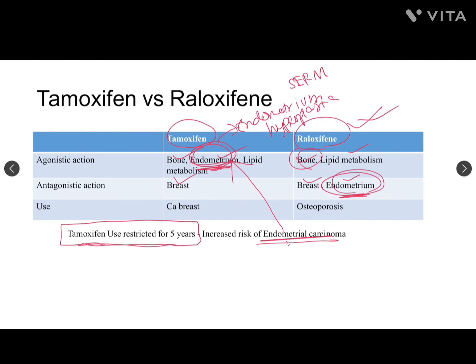Apart from that, raloxifene is agonistic at bone, thereby it decreases the osteoclast and decreases the bone resorption, helps in keeping our bones healthy. So it can be used in case of postmenopausal osteoporosis. This is the second line of therapy even in postmenopausal osteoporosis, whereas the first line therapy in case of postmenopausal osteoporosis is bisphosphonates. Example, alendronate. Whereas tamoxifen, the main indication for tamoxifen is ER positive, estrogen receptor positive carcinoma breast.